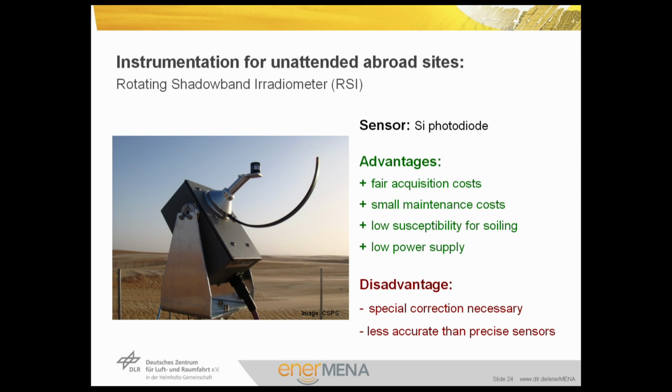So to sum up, the RSI has an advantage because it's quite cheap, the maintenance costs are low, and soiling is not so important. Also, the power supply is low, so it's easy to supply the power using a PV panel and a battery. The disadvantages are that you need special corrections, and even after the corrections, the RSI is less accurate than a precise pyrheliometer.